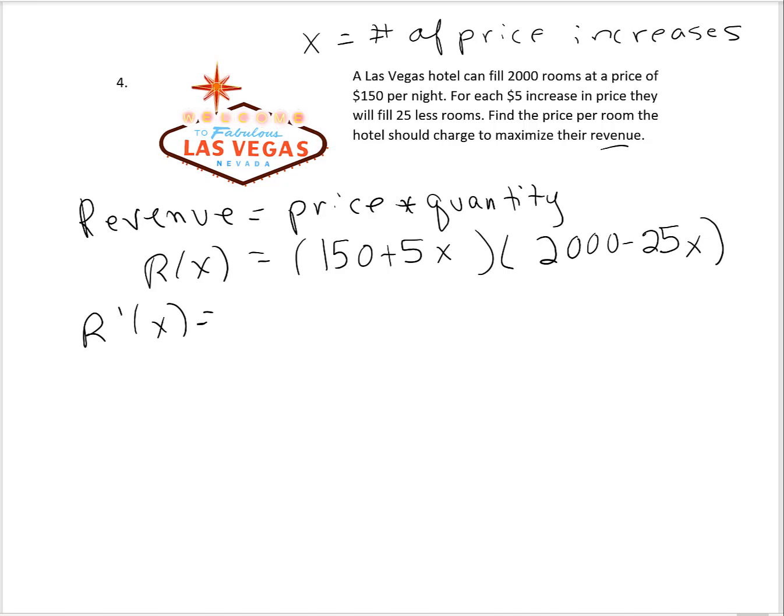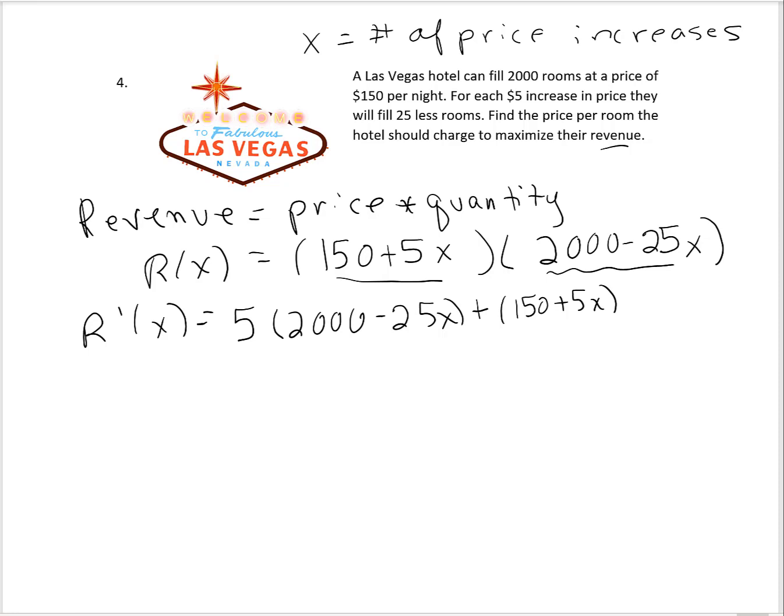With the product rule, remember we do one at a time. Let's take the 150 plus 5x and take the derivative, which is 5. Then I'll keep the 2,000 minus 25x. Then I say plus. I go back to the 150 plus 5x, and I take the derivative of 2,000 minus 25x, which is minus 25.